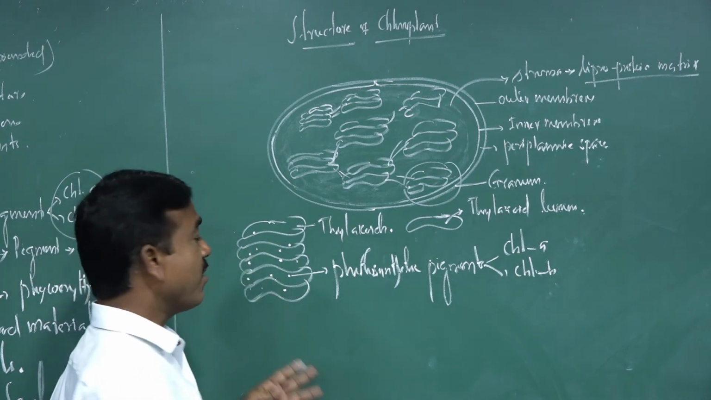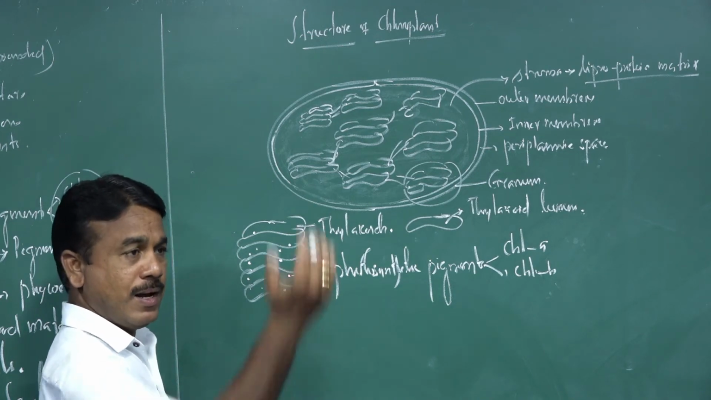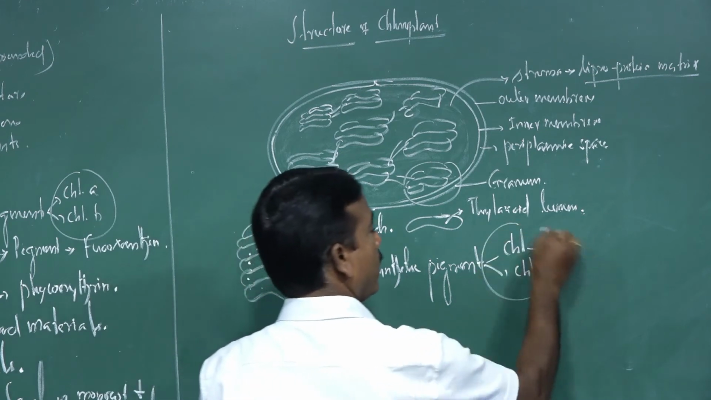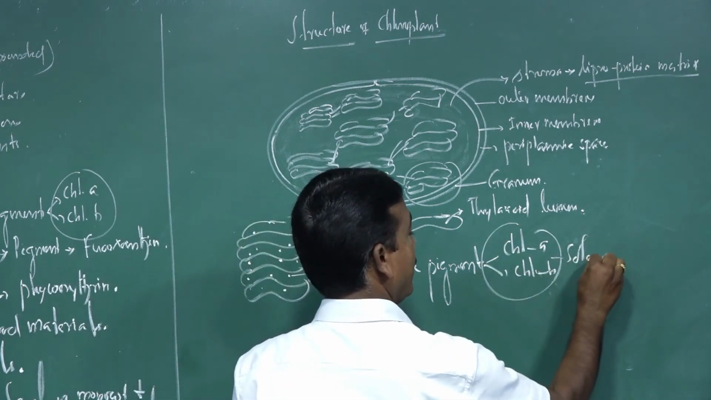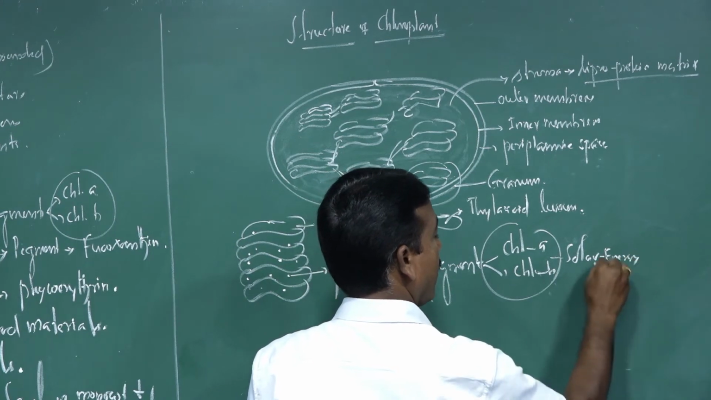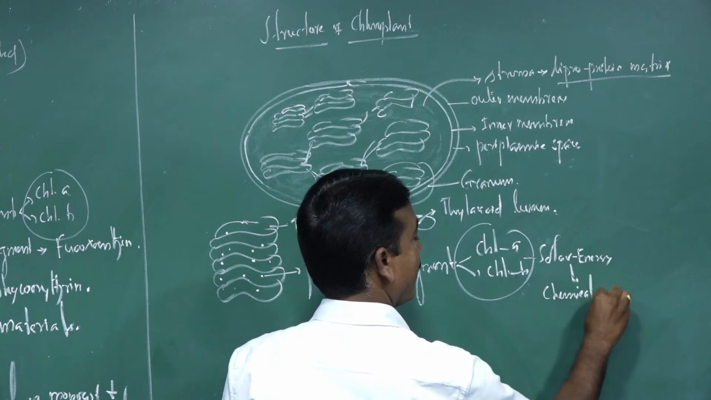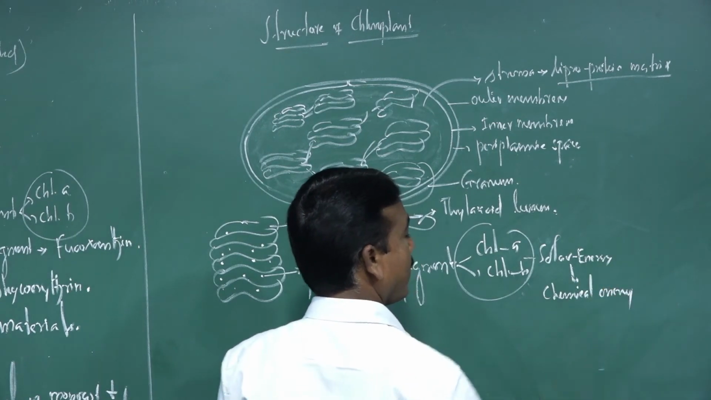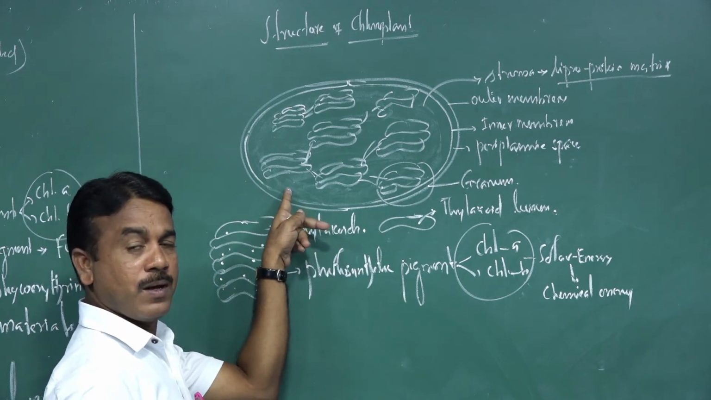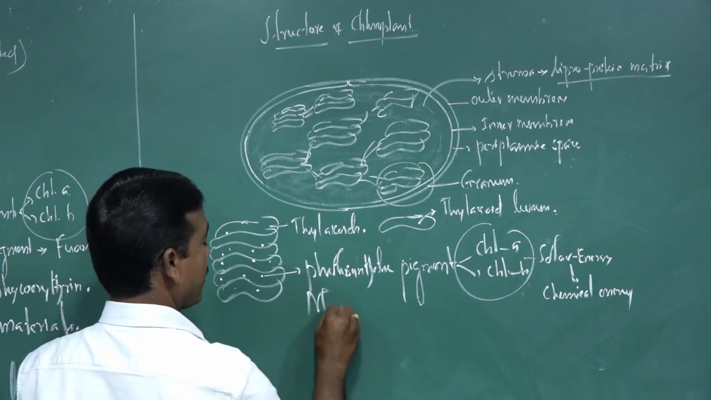So what are the functions of chlorophyll A and chlorophyll B? They are responsible for trapping atmospheric solar energy. The solar energy is converted into chemical energy. That chemical energy is utilized in the stroma. Using the stroma, carbohydrates are manufactured.